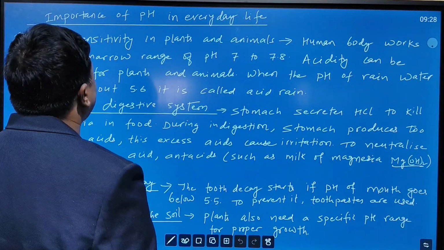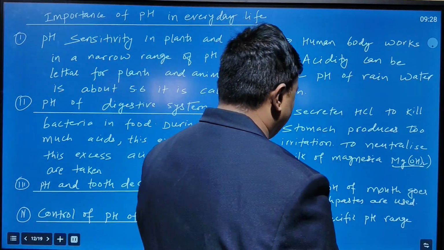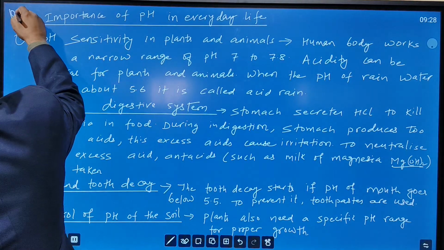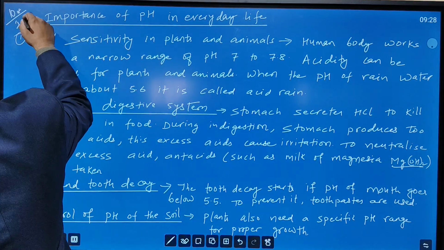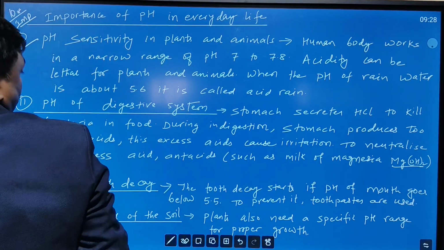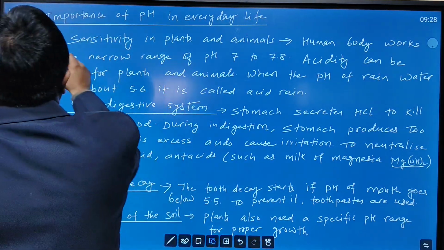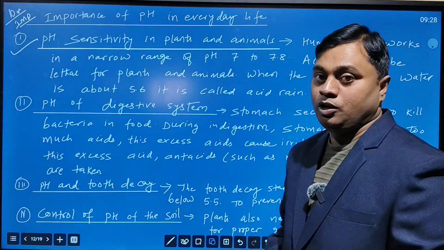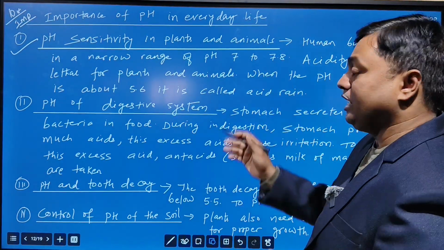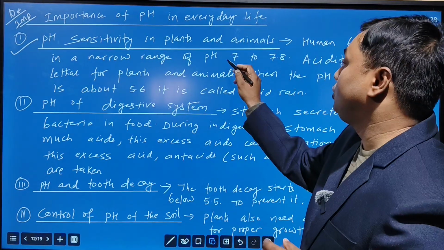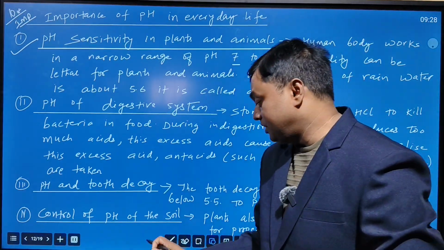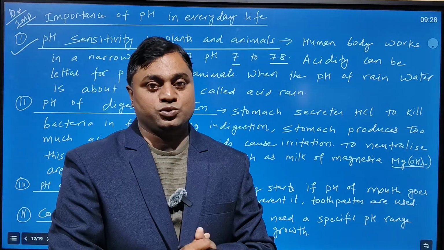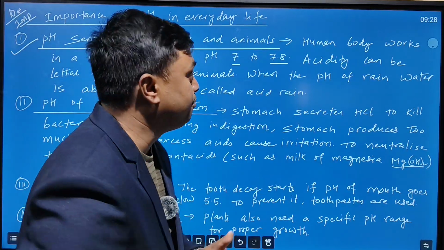Next we talk about the importance of pH in everyday life. Yes, this question may be asked for 3 marks. This is 10 star, important. So first is the pH sensitivity in plants and animals. See, the human body works on a specific narrow pH range, that is 7 to 7.8, and if there is a change in this pH value, it can be lethal, means a person can die also. You should know, so this is very, very important.